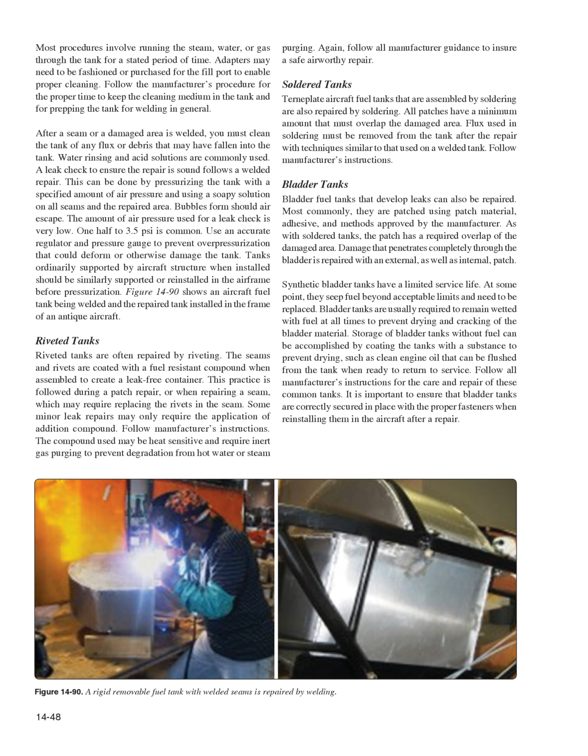Figure 1490 shows an aircraft fuel tank being welded and the repaired tank installed in the frame of an antique aircraft. Riveted tanks are often repaired by riveting. The seams and rivets are coated with a fuel-resistant compound when assembled to create a leak-free container. This practice is followed during a patch repair, or when repairing a seam, which may require replacing the rivets in the seam. Some minor leak repairs may only require the application of additional compound.